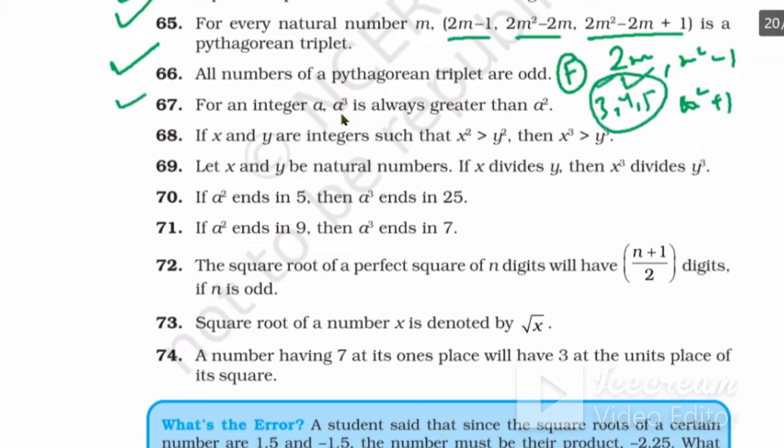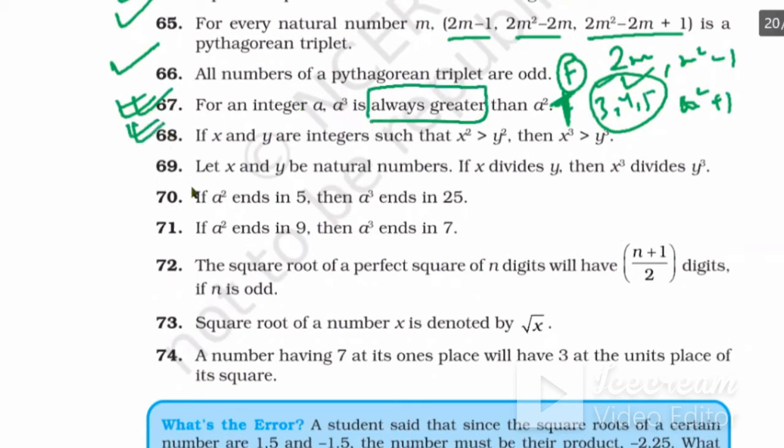67. For an integer a, cube is always greater than square. True or false? False. Why is it false? Sir, if we take a equal to 1, then a square is 1 and a cube is also 1. That is equal. So it is not always greater than a square.